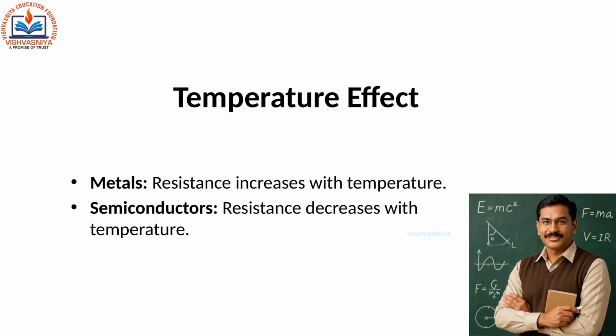Now, students, let's understand how temperature affects the resistance of materials. In metals, when the temperature increases, the resistance also increases. That's because the atoms in metals start vibrating more rapidly when they are heated. These vibrations make it harder for the free electrons to move, so current flow becomes difficult.